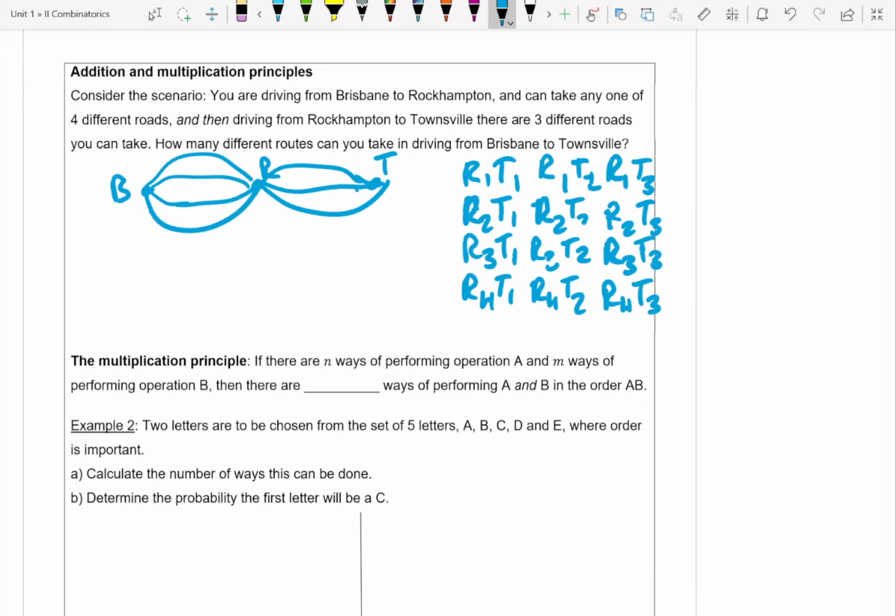But what we notice from this array that we've created is that it's going to be 3 by 4. For every road that takes us to Rockhampton, there are 3 roads that could take us to Townsville. So the way we can do this is using the multiplication principle. It's going to be 3 times 4, which equals 12 ways. So the multiplication principle: if there are n ways of performing operation A and m ways of performing operation B, then there are going to be n times m ways of performing A and B in the order AB.